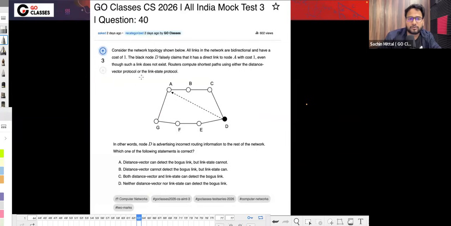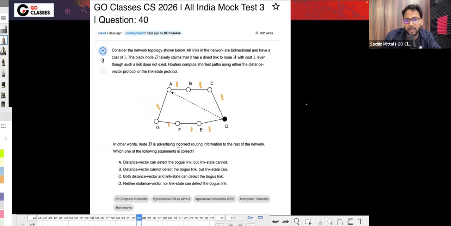So let us now solve this question. In this question, they are saying that suppose one network is given to you, and here there is one node D which is falsely claiming that it has a link from D to A. Okay, so it is a direct link to A with a cost one, even though such link does not exist. Suppose it is falsely claiming, and all of these links have the cost one. Routers compute the shortest path using either distance vector, which means DVR protocol, or the link state protocol.